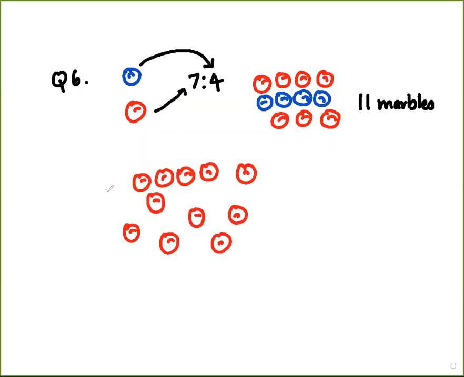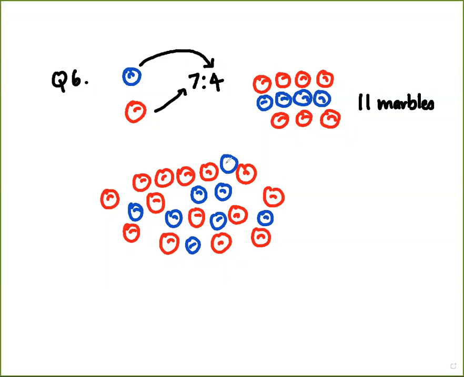Count, somebody. I want 14. 11, 12, 13 and the 14th one. Okay, 1, 2, 3, 4, 5, 6, 7, 8, 9, 10, 11, 12, 13, 14. Now if I had 14 red marbles, how many blue marbles will there be if the ratio is supposed to be the same? 8 blue marbles. 3, 4, 5, 6, 7, and 8.